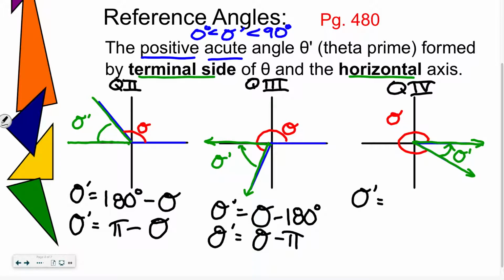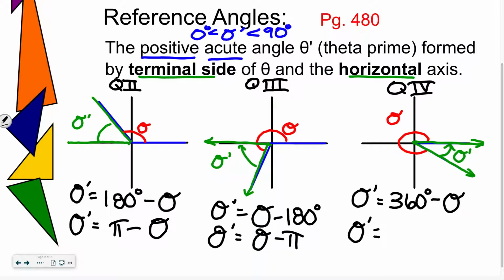Can someone think of an angle in degrees that would be in quadrant 4? 320. So let's say the red angle was 320 degrees. How would you figure out the green angle? 360 minus 320. Isn't it like the red angle plus the green angle makes a whole circle? So you just have to subtract it from the full rotation. 360 minus 320, but we're going to put theta there.